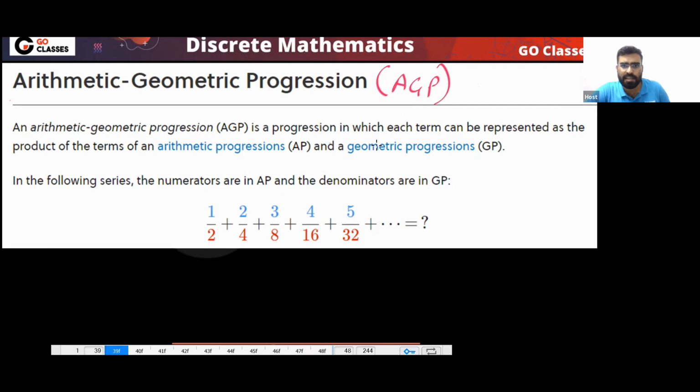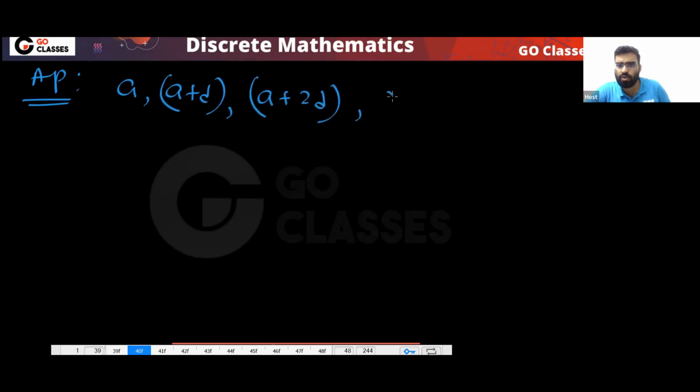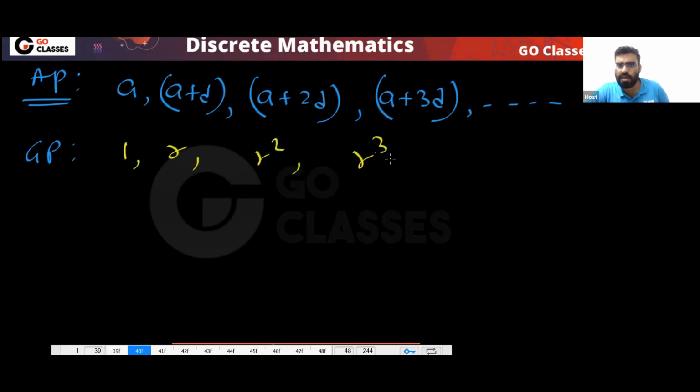It means there is an arithmetic progression, there is a geometric progression, an AP and a GP, and this is the multiplication of AP and GP terms. So what this means is like this. You have an AP like A, A plus D, A plus 2D, A plus 3D, and you have a GP like 1, R, R square, R cube. Now if you multiply these terms, then you will get AGP.